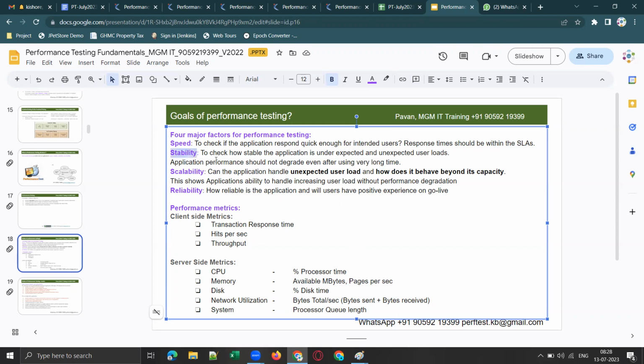Now, what is stability? Stability means how stable the application is under expected and unexpected user loads. What is meant by expected and unexpected user load? Suppose, let's take the IRCTC example, right? Generally there will be 4 lakh users per day on the application. You know how many tickets will be booked on IRCTC per day?